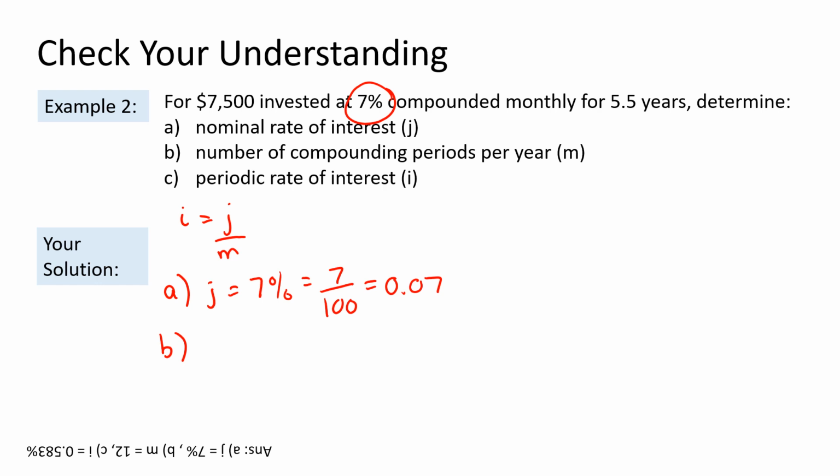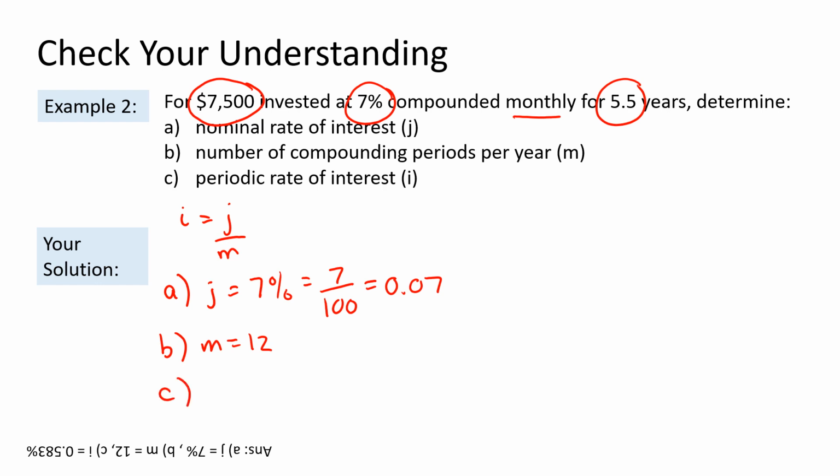For part B, we're looking for our number of compounding periods per year. Again, it's given in the question that it's compounded monthly. There's 12 months in a year, so our number of compounding periods per year is 12. You can see we're not using the amount that you invested, and we're not using your total number of years it was invested. That comes later on when we start putting all of these pieces of the puzzle together.